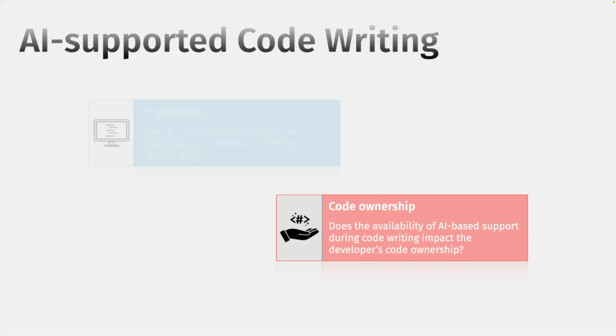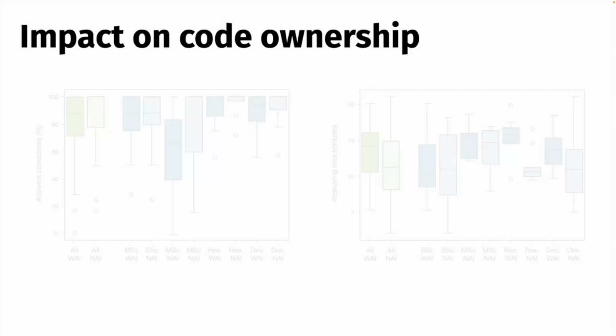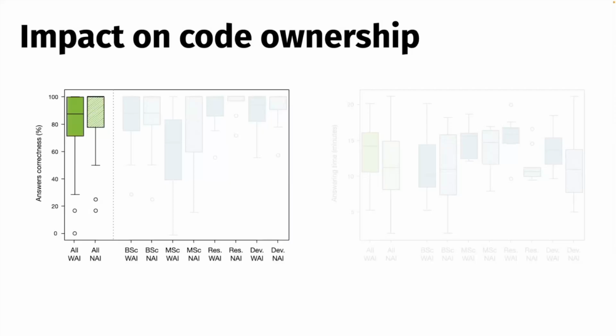Let's go to the interesting part, that is code ownership, okay? What you see here is the percentage of correct answers when they implemented with the support of the AI versus no AI. And you can see that there is a drop. When they manually wrote the code, the median of correctly answered questions is 100%. So in most cases, they managed to answer all the questions correctly. When they used the AI, it was around, I think, 85, 83%, something like this. So there was a drop.